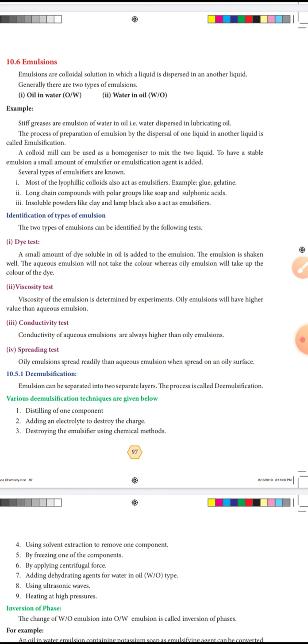Next let us learn de-emulsification, how to remove an emulsion. An emulsion can be separated into two separate layers. The process is called de-emulsification.